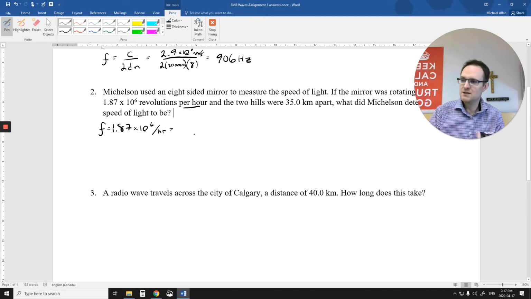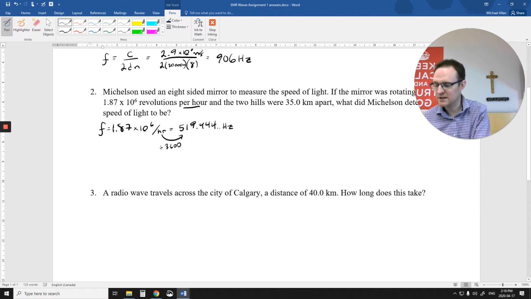Okay? So this is a much nicer number. If I divide it by 3,600, that's the same logic as kilometers per hour. Why do we divide by 3,600 in that situation? It follows that same logic. It ends up being 519.444 hertz. I'm dividing by 3,600 because that's how many seconds are in an hour. Okay, so we know the frequency.